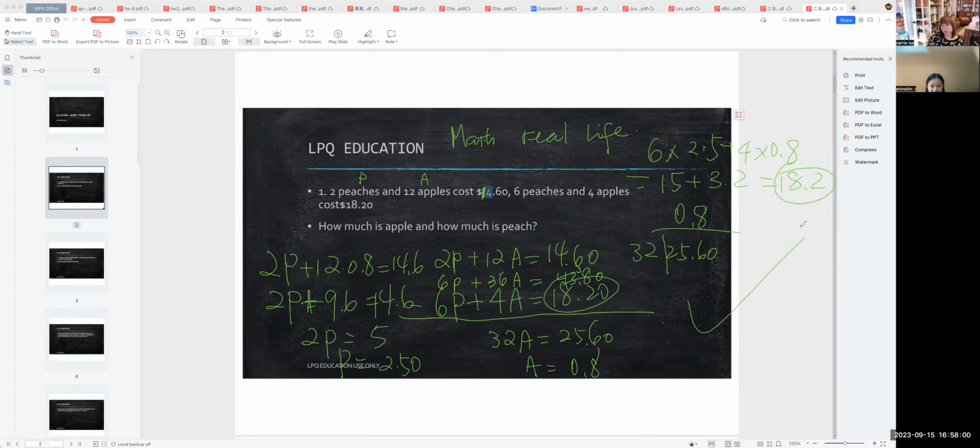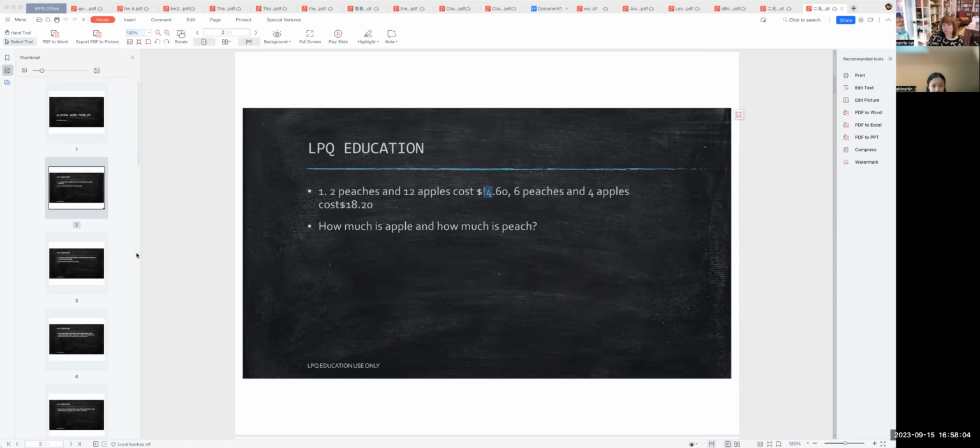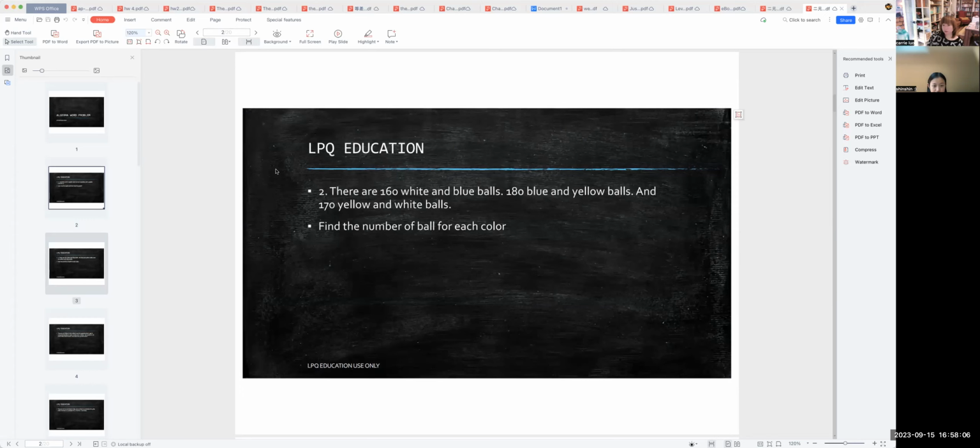So that matches, so you get the right answer. Get it? Okay, so that's the same thing. So when you are using the thing we learned, let's take a look at this one. I'll give you an easier one. There are 160 white and blue balls, 180 blue and yellow balls, and 170 yellow and white balls. Find the number of balls for each color.